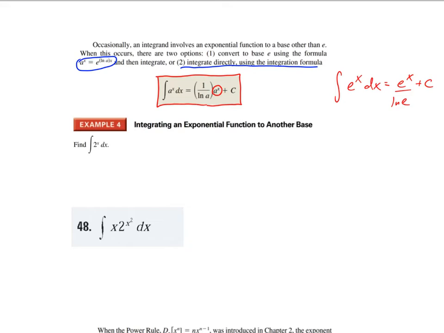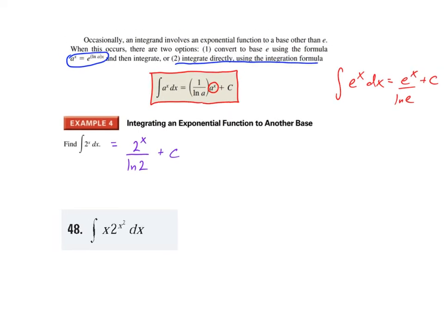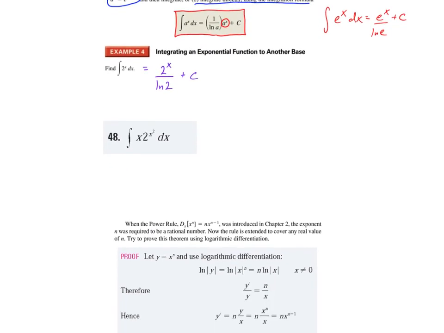Let's play with it. Example 4 here is just base 2, exponent x, so that's really easy. So this is, again, if we follow the formula directly, 2 to the x, the original exponential, but because it's not base e, it's base 2, we're going to divide by ln of 2 plus c. All right, 48, if I can move over. There we go.